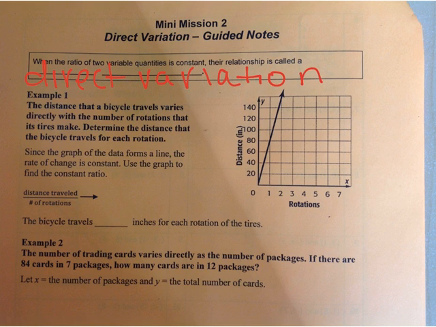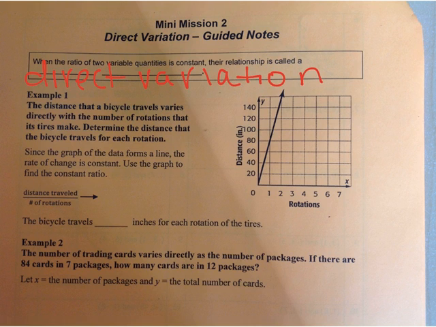Our first example says the distance that a bicycle travels varies directly with the number of rotations that its tires make. Determine the distance that the bicycle travels for each rotation. And so really all we're doing is trying to figure out after one rotation, how far has the bike traveled, after two, after three, and after four.